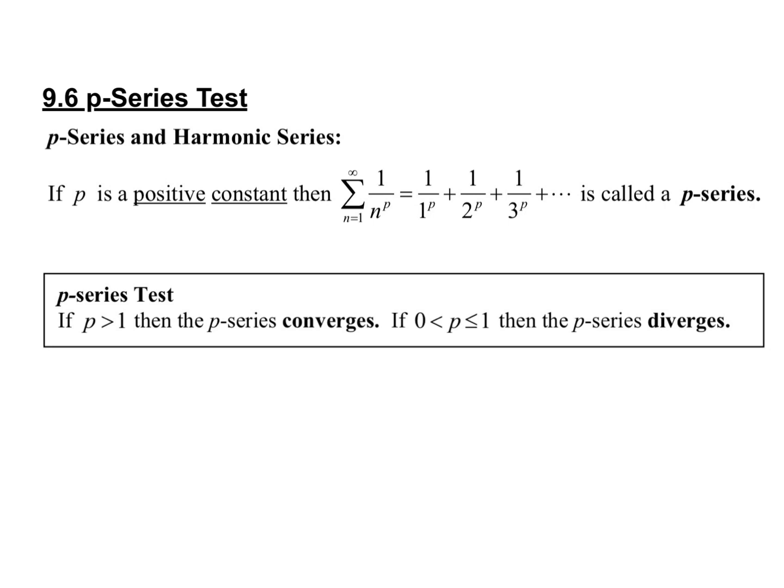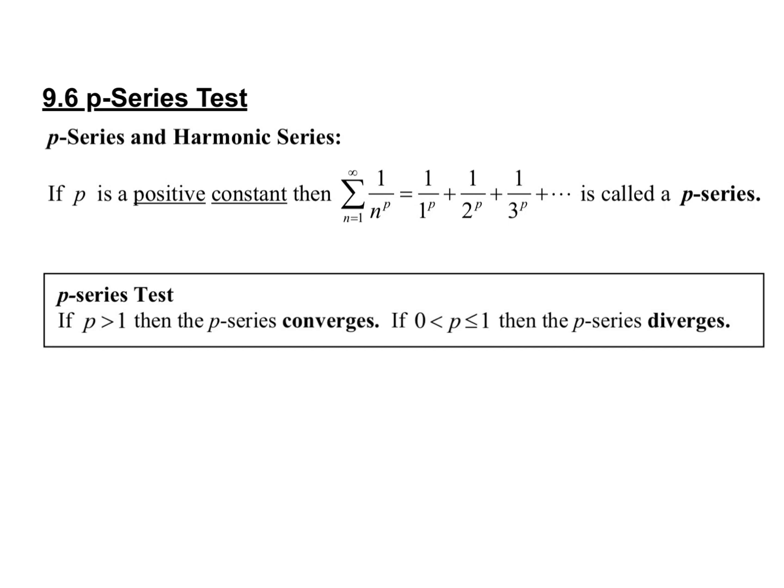All right, if p, this power, is greater than 1, then the p-series converges. If the power, the p, is between 0 and or equal to 1, the p-series diverges. It's just straightforward like that, okay? Once you realize that you have a p-series and you have it in that form, all you got to do is decide, is the power here or is the power here?